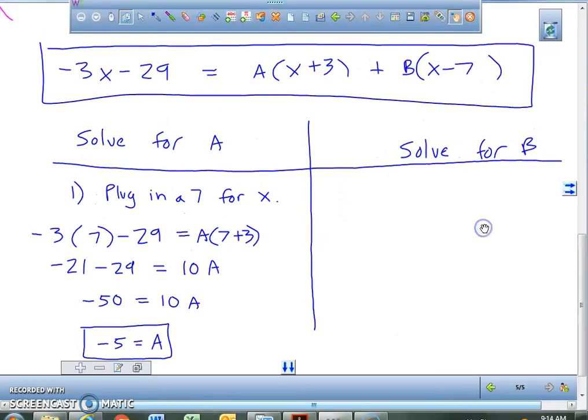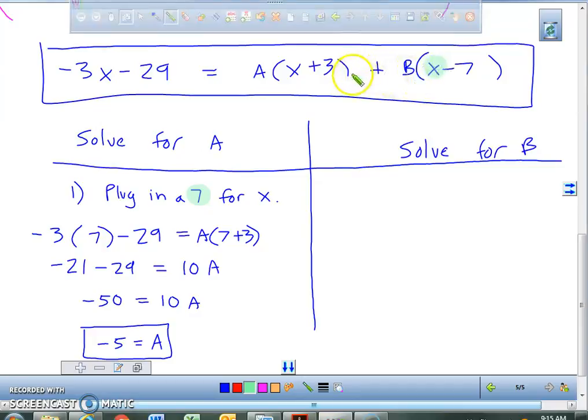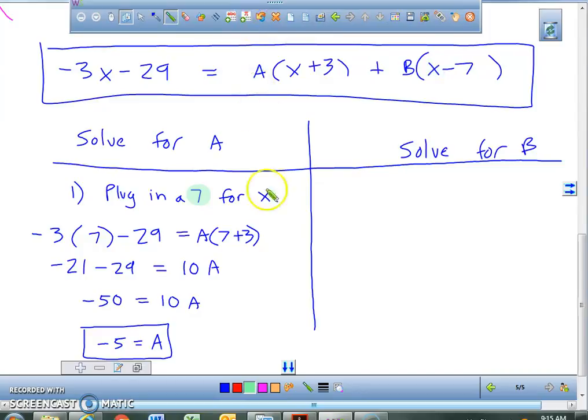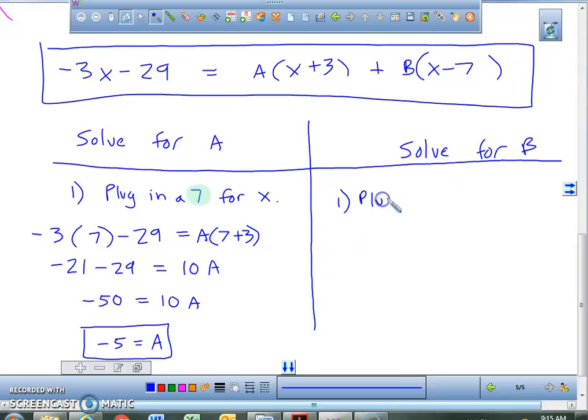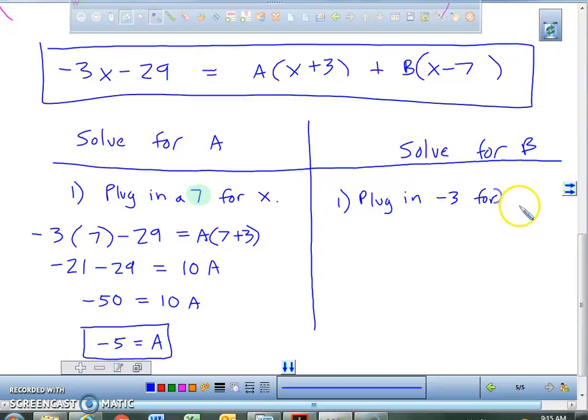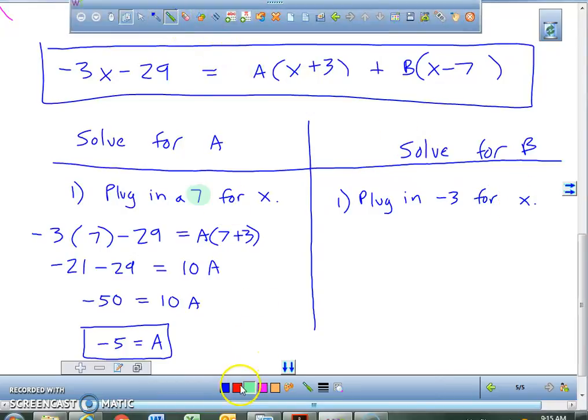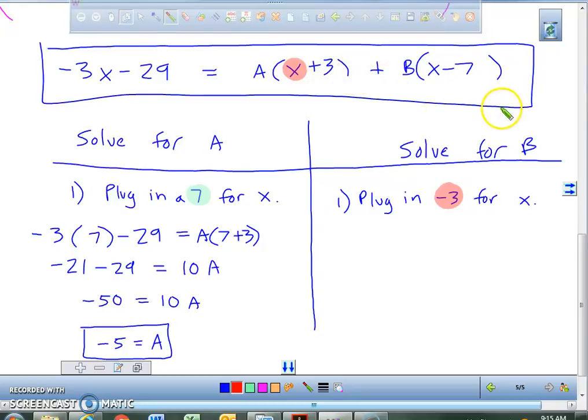So let me review really quick what we did. The reason why we plugged in, everybody, the reason we plugged in a 7 for x is so that we could cancel out all of our b's and solve for a. Now, what I'm going to do for my first step to solve for b is I'm going to plug in negative 3 for x. And look what happens when you plug in a negative 3 right here for the x. What's going to cancel out now? All the a's are going to disappear, and we can solve for b. So let's go ahead and do that.